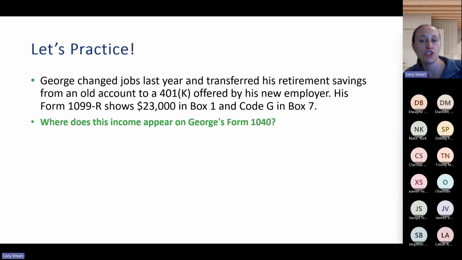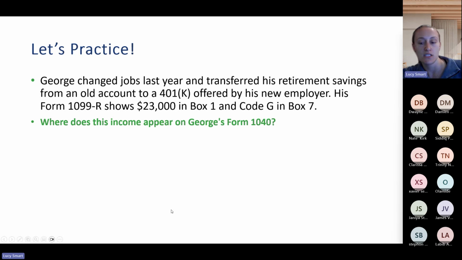All right, what does code G in box 7 mean to us after what we just went over? James has got us. James says it's a rollover. That's exactly right. Whenever we have code G, it means it's a rollover.